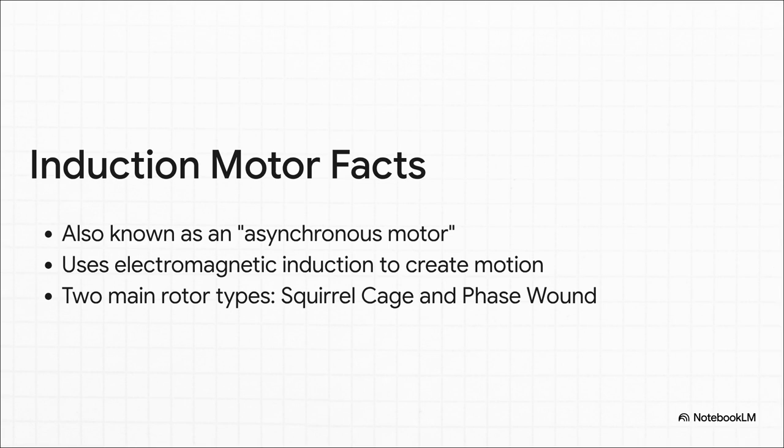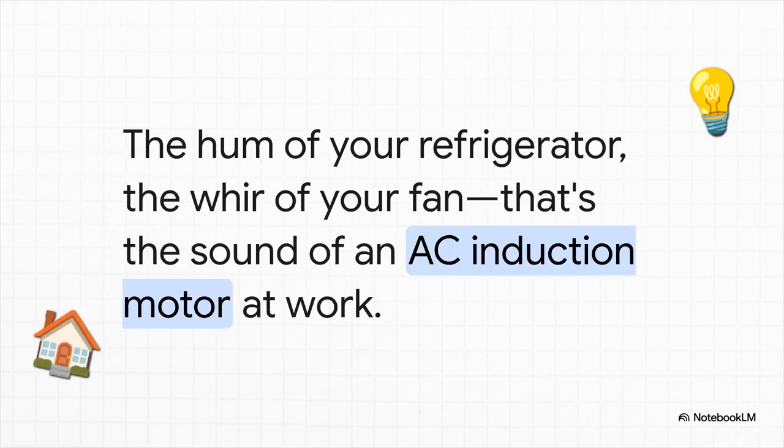And the most common type? It's called the squirrel cage motor. And yeah, it's named that because the inside part literally looks like a hamster wheel. It's loved because it's just so simple, tough, and super reliable. And this is where you really see how common they are. That low hum from your refrigerator, the whirring of a fan, the churning of your washing machine. Yep, that's the sound of an AC induction motor hard at work.